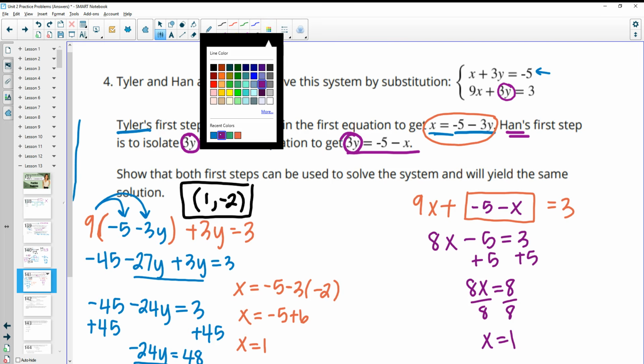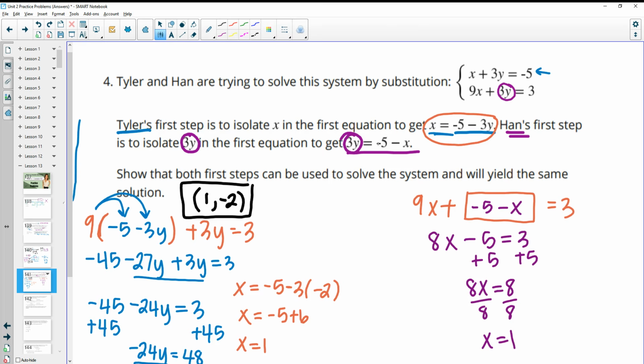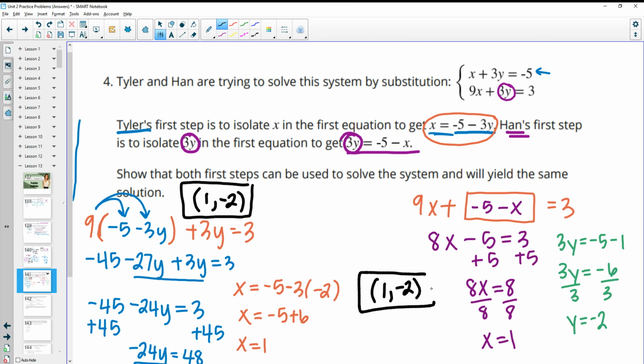Then we just need to plug in to find y. So you can plug into Tyler's equation here. So he got 3y is equal to negative 5 minus x, which we know is 1. So 3y equals negative 6, when we add negative 5 and negative 1, then divide by 3, and we get y equals negative 2. And we see that we get that same solution. So we got an x value of 1 and a y value of negative 2. So both ways to complete that equation are valid.